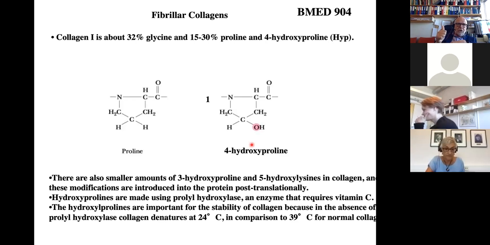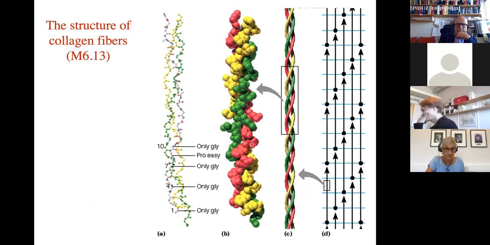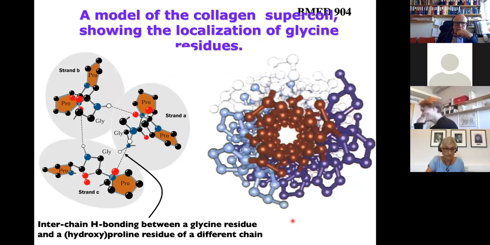First, every third amino acid needs to be a glycine. And second, we must have hydroxylated proline in this collagen domain. And here we see the triple helix. In this case, we have an alpha 1, alpha 2, and alpha 3 with different colors.